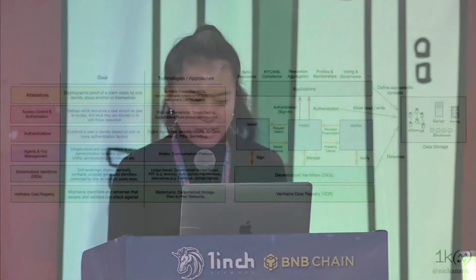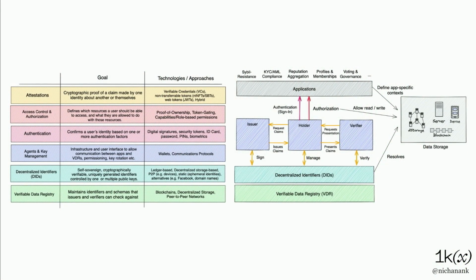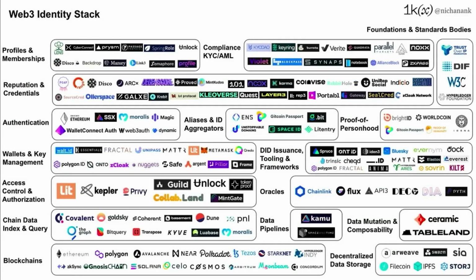So putting this all together, it's just an overview graphic of the Web3 identity stack. Cool. So this is just some of the projects that are working in this space today, tackling each of the layers. So you have your blockchains at the bottom, decentralized storage. We didn't get to cover all of the categories here, but this is just a snapshot of where we are.